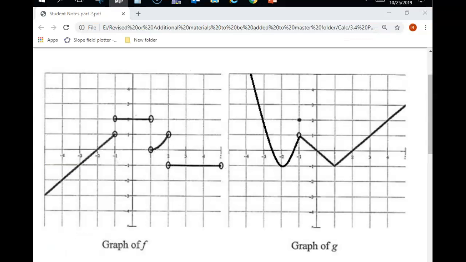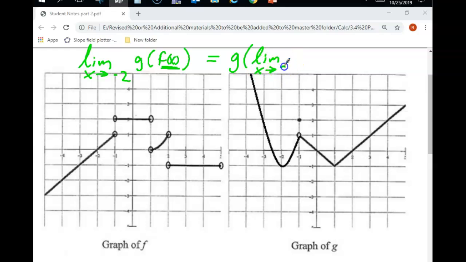Okay, so for the first problem there in example 3, we have the limit as x approaches -2 of g of f of x, right? Well, according to the little rule we just saw, if I want to take the limit of a composite function, since x is approaching 2, that's going to affect this function first. So as x approaches 2, basically I want to be finding the limit of f as x approaches 2 first.